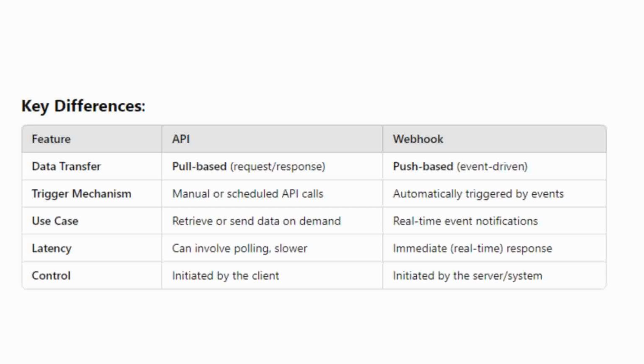One more is latency, which with an API can involve polling or be slower, whereas a webhook gives an immediate response. What is latency? How fast we get a response back. Then the control: an API is initiated by the client, whereas a webhook is initiated by the server or system. System means, for example, ours is Workato, one system, and the other system could be Amazon or any e-commerce website. If they want to send us an event, that will be set up on our webhook URL. That's all, right? So let's understand this webhook with an example. Okay, let's go to our workspace.